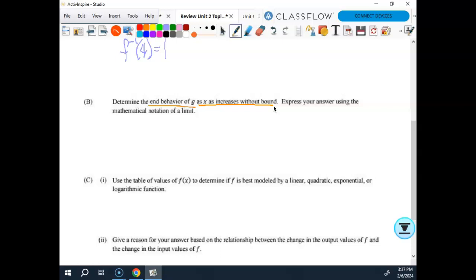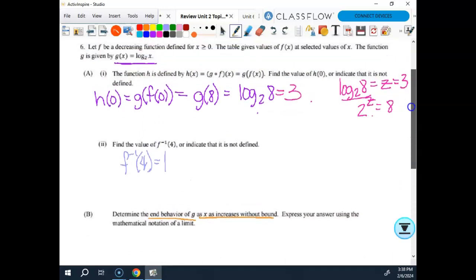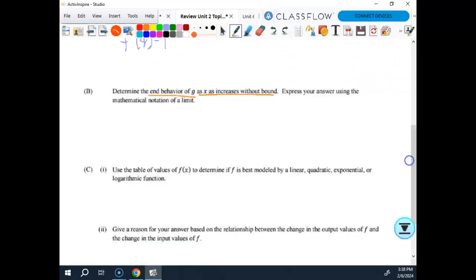But this time I'll just do this one. So let me look back up here. What did g of x look like? G of x, it's log base 2 of x. So log base 2 of x just looks like this. And I want this as x increases without bound. So that means that's the limit as x approaches infinity. That is increasing without bound of g of x equals, and from my graph I can see that is infinity.